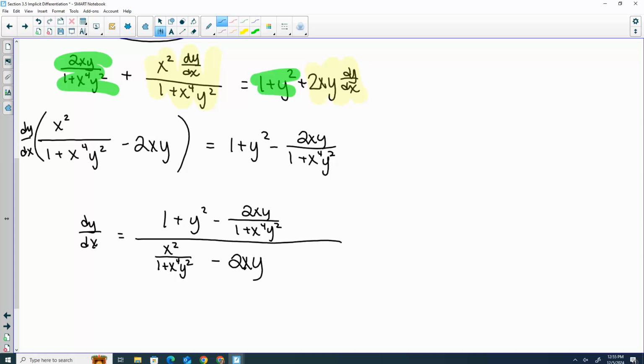Okay. Why is this the same? So, this is a long one. We are close. The final thing is really just notation. We do not like to leave a fraction in a fraction. So, to fix it, I'm going to take everything times 1 plus x to the 4th y squared.